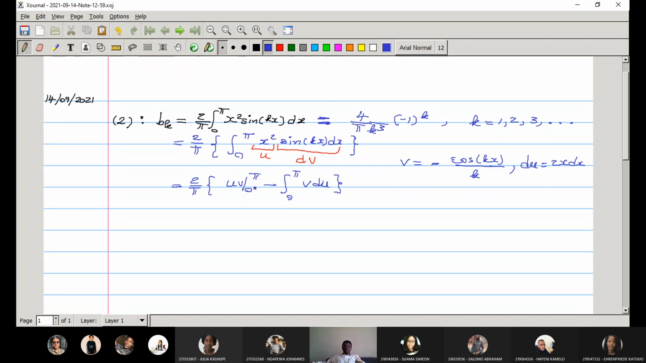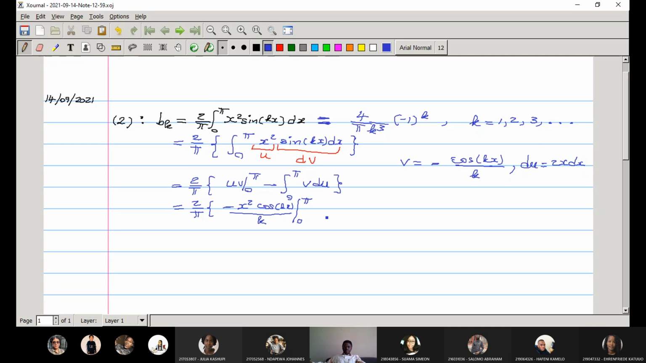Okay, so once we have this, we just substitute in that expression. So we have 2 by pi uv. So uv will be negative x squared cosine kx by k from here. And we evaluate it from 0 to pi.